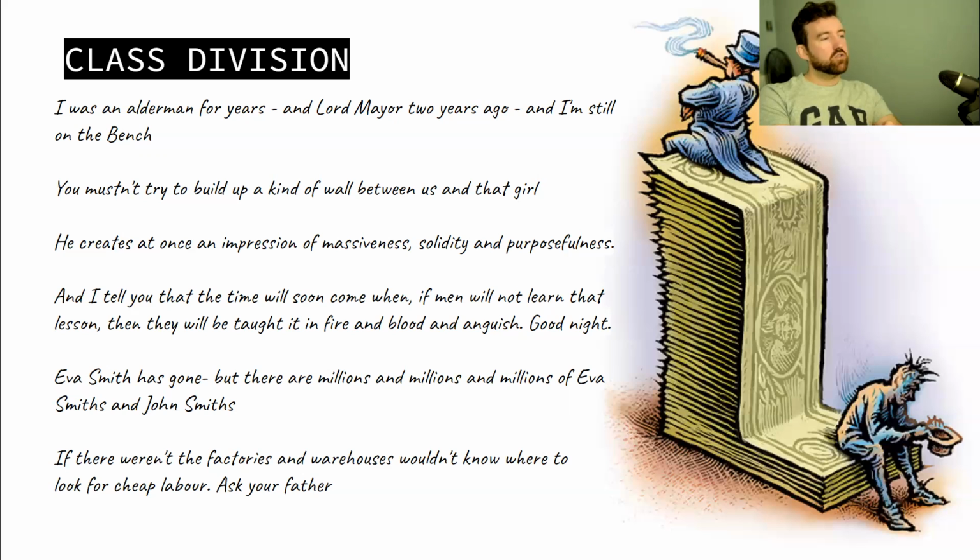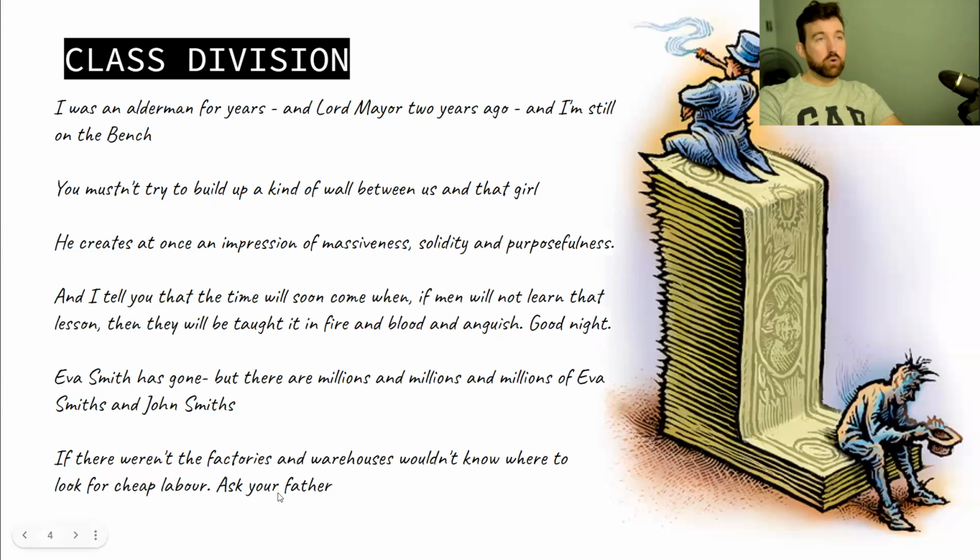If there weren't the factories and warehouses, they wouldn't know where to look for cheap labor. Ask your father. So this is another issue of class division. The fact that the working class don't have many opportunities means that people like Mr. Birling and Lord Croft, who is Gerald's father, can exploit cheap labor, right?